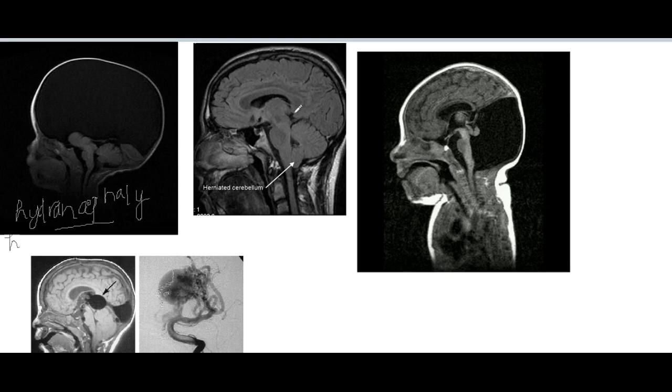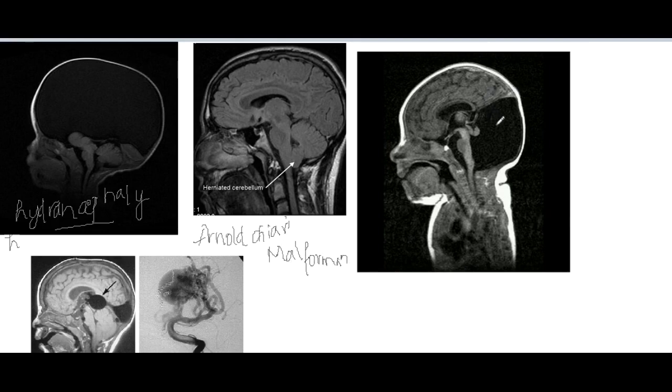And this is the next disorder where there is a herniated cerebellum. So this is Arnold-Chiari malformation. What is this? This is Arnold-Chiari malformation where you see herniation of cerebellum. Okay, there are types of Arnold-Chiari malformation. We will learn in a minute.